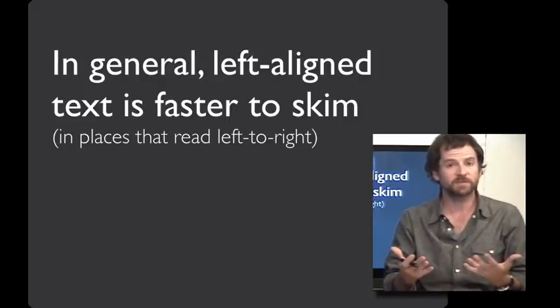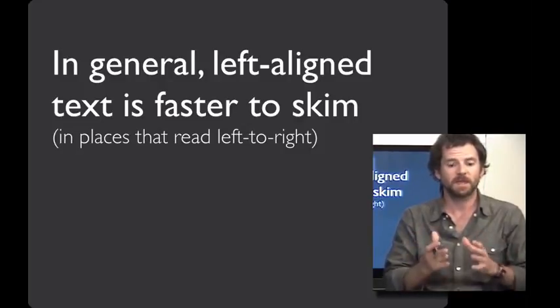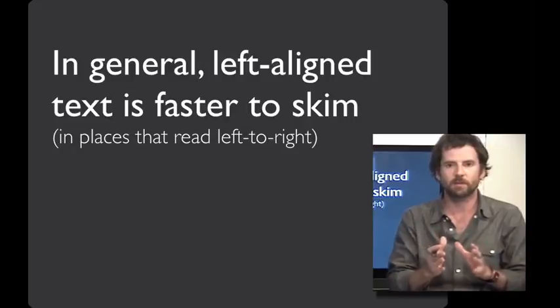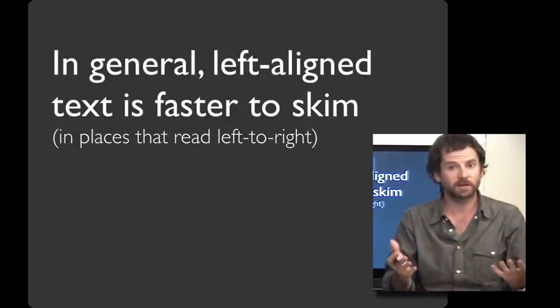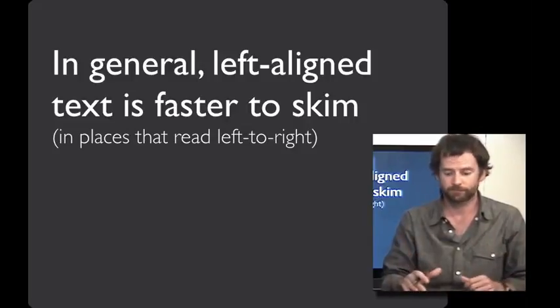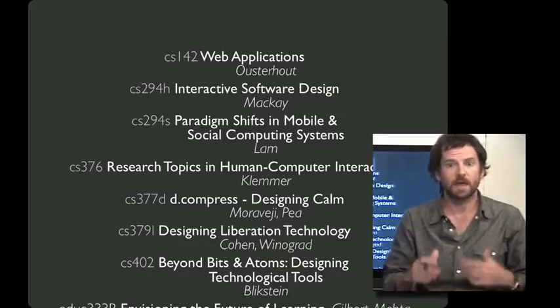We're going to see examples of different alignment styles and when they work in different circumstances in this lecture. In general, a high-order rule of thumb is that for left-to-right reading languages, left-aligned text is the fastest for skimming. And you can see that here.